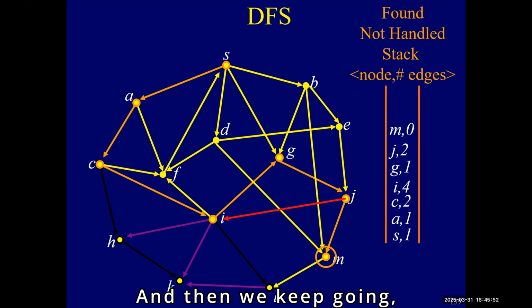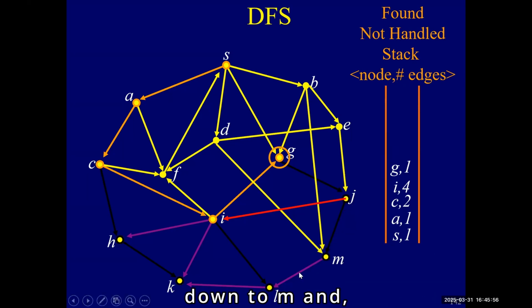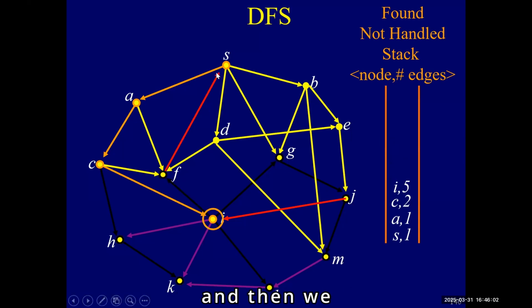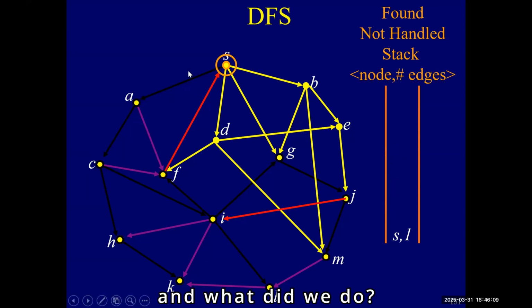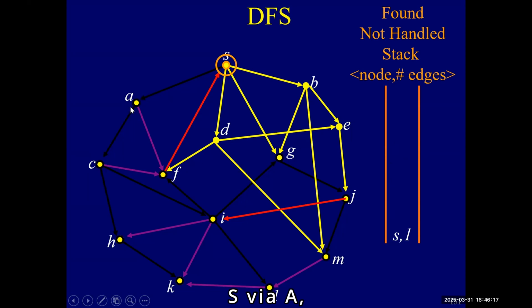All right, and then we keep going. From J, we go down to M. And now we're coming back. We go up. We did all this work. Oh, we've seen S before. And then we pop. We did all that work, and what did we do? Well, we found everybody reachable from S via A. If you can get there via the A, we found you already.